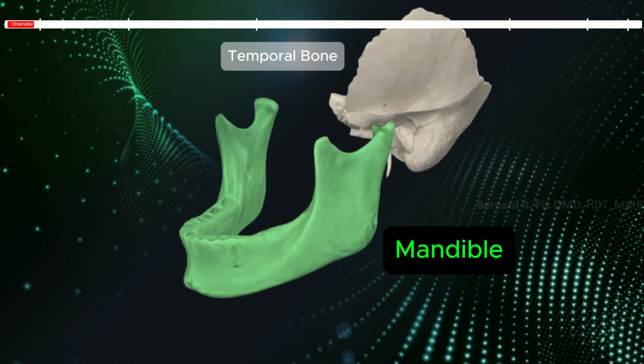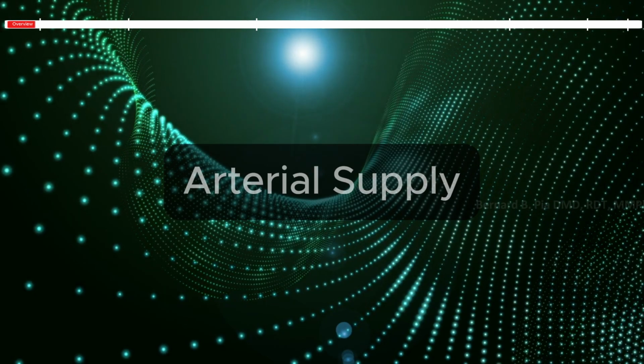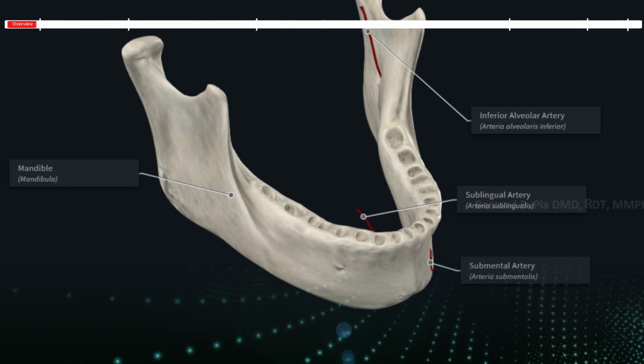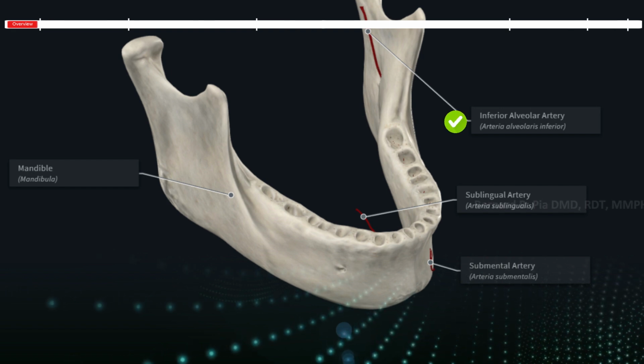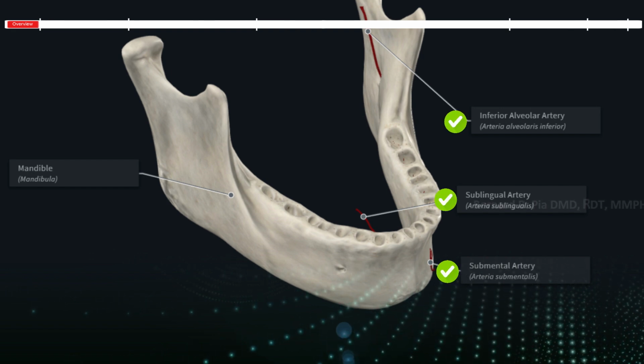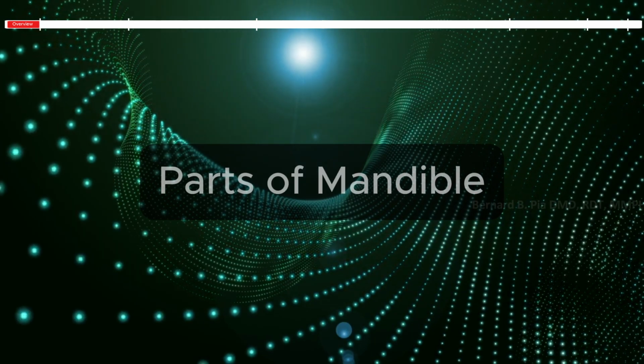Articulates with temporal bones. Arterial supply: inferior alveolar, sublingual, and submental arteries. Parts of mandible.